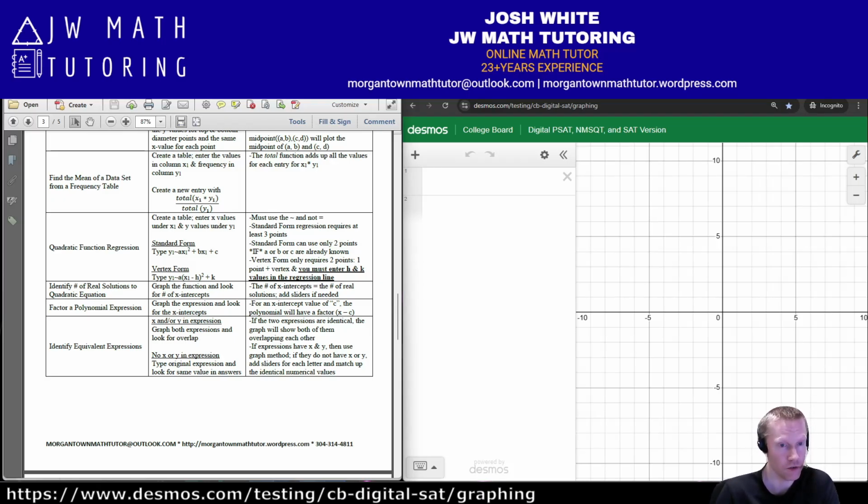Now, if there are additional letters in addition to x or y, then you would just have to add sliders and add values for those constants. However, if you're trying to match two things which do not have x or y in them at all, then the approach that you're generally going to take is you're going to type in, say, the original expression. You're going to add sliders for all the letters. And then you're going to type in the answer choices, and you're going to see which answer choice gives you the same numerical value as the original expression. So you're not looking for an overlapping graph. You're instead looking for the same numerical value.